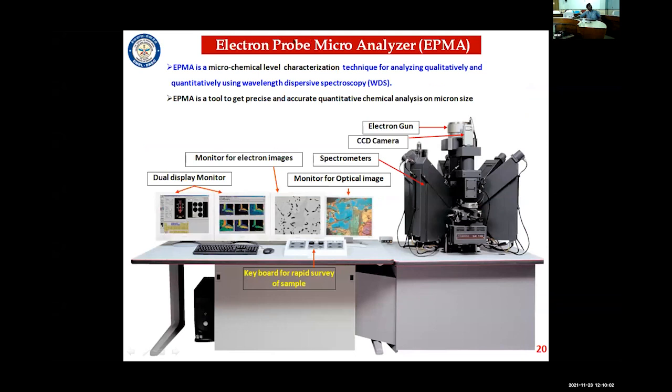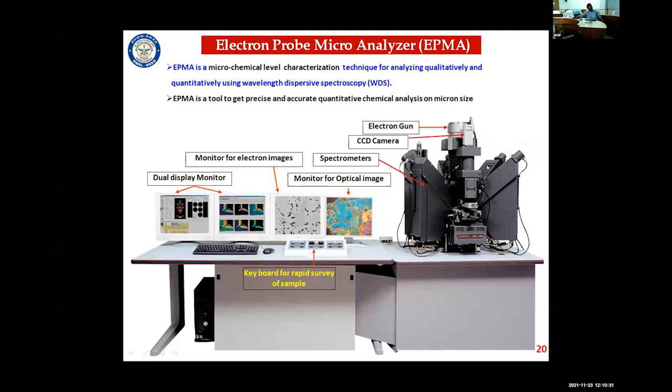Okay, now I'm going to the EPMA, which is the electron probe microanalyzer technique. Basically, EPMA is a microchemical characterization technique where you will get the elements and the quantification amounts of the elements from small sized particles, using wavelength dispersive spectroscopy. In SEM, I mentioned identification of the metal is based on the X-ray energy. Here, identification of materials is based on the wavelength of the X-rays.